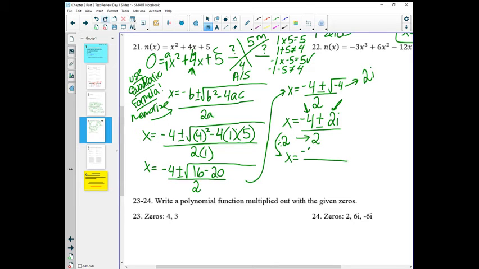Negative 4 divided by 2 is negative 2, plus or minus. 2 divided by 2 is 1i, and 2 divided by 2 makes this 1. Since dividing by 1 doesn't change the value, we're just going to leave the top, negative 2 plus or minus 1i. That's how you use the quadratic formula to find the zeros or to find the solution to a polynomial. This does check out because the exponent is 2. This does have 2 zeros with a plus or minus sign.